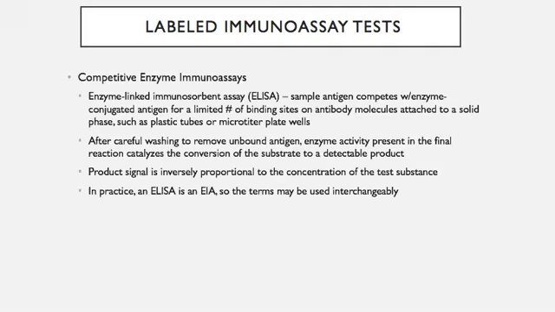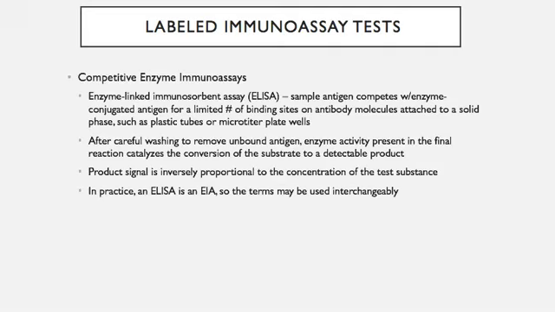Competitive enzyme immunoassays. So you've got enzyme-linked immunosorbent assays, or ELISA, where you've got sample antigen that competes with enzyme-conjugated antigen for a limited number of binding sites. So again, you've got two different things competing for the same target. So limited number of binding sites on antibody molecules attached to a solid phase, such as plastic tubes or microtiter wells. This involves a wash step to remove unbound antigen.